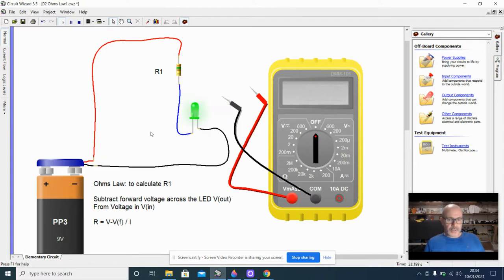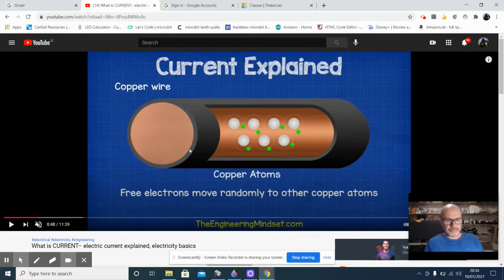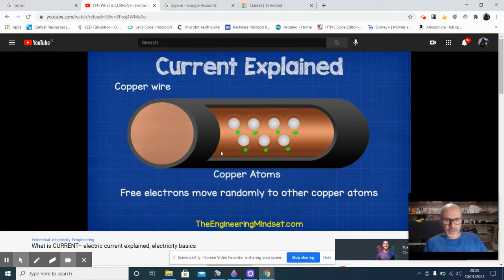Now, current flows around through the circuit to make the LED light up. Now, what is current? In a copper wire, we have copper atoms, and the atom is surrounded by electrons, and the electrons move around. The electrons can move from atom to atom.